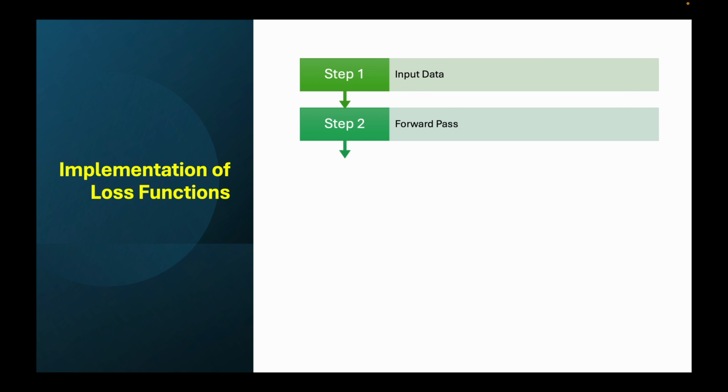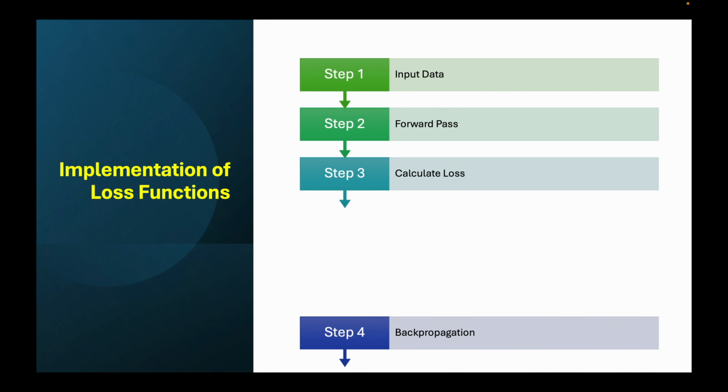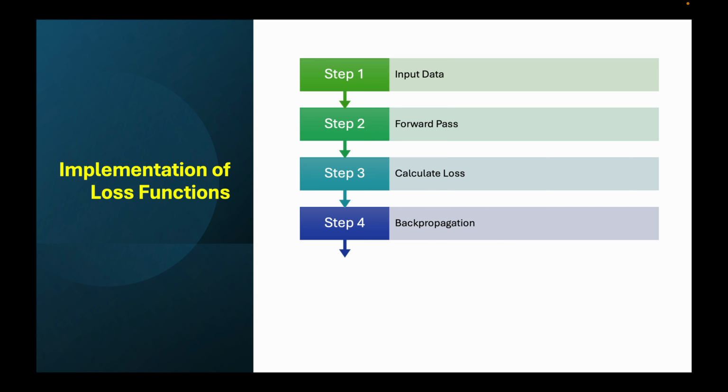Implementation of loss functions. Step 1 is the input data. First, collect all the input data. Step 2, forward pass. Pass the input data through the neural network layers to generate a prediction. Step 3 is calculating loss. We feed both the generated predicted values and actual output into the appropriate loss function to compute the error. Step 4 is backpropagation. That is to compute the gradient of the loss function with respect to the model's weights.